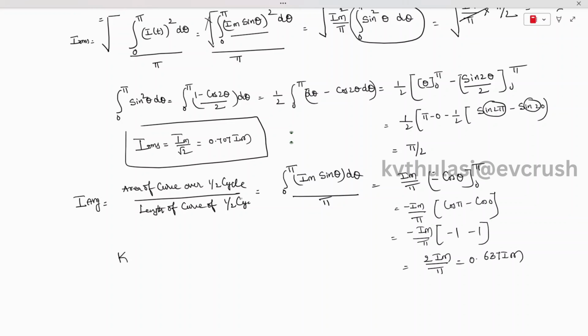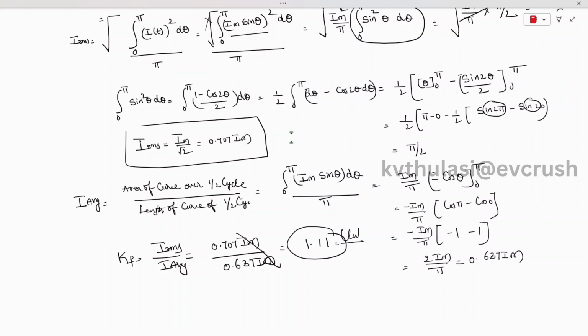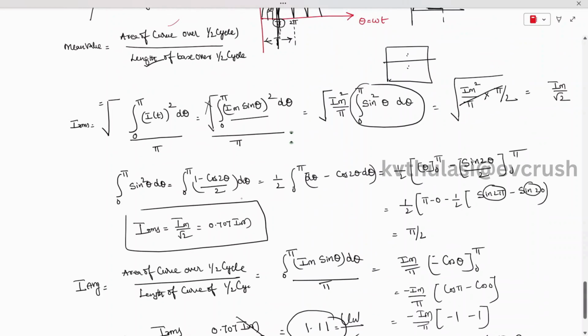So we can write the form factor as nothing but IRMS divided by I average. IRMS is how much? 0.707 I maximum divided by average, which is 0.637 Im. Im will get cancelled, and the value is 1.11, where the form factor has no units. Why? Because current by current is nothing but a gain or factor. So this is how to solve the problem.